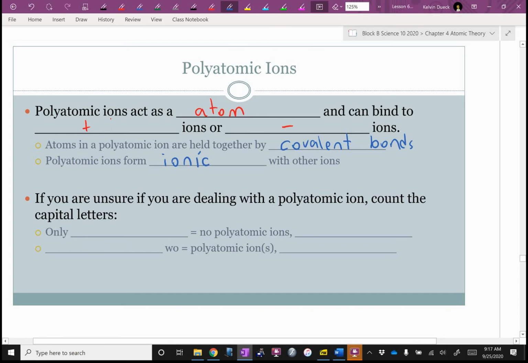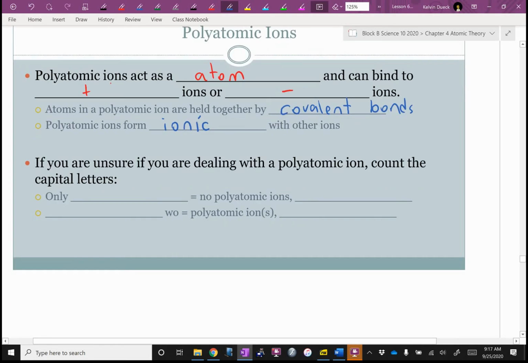If you're not sure whether you're dealing with the polyatomic ion, Oren, are you on your... No, never mind, you're eating something. Okay, sneakily. No, I know. Okay.